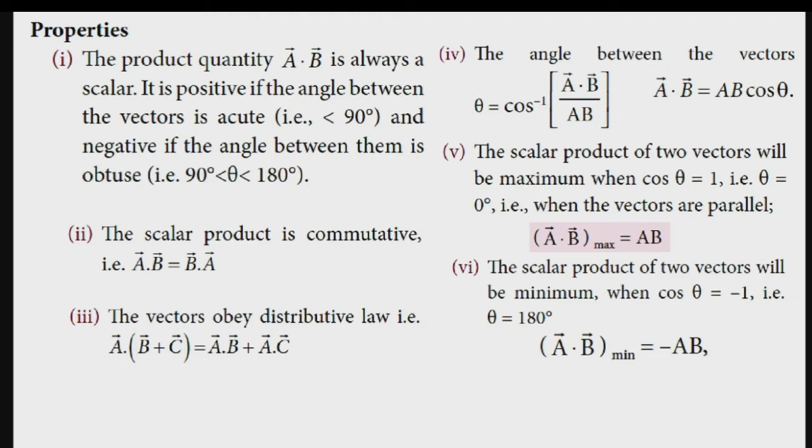Then when the vectors are parallel, theta is equal to 0 degree and cos 0 is equal to 1. A vector dot B vector is maximum, that is equal to AB. AB cos theta, cos 0 is 1, so we get AB. Next one, when the vectors are anti-parallel, theta is equal to 180 degree, so cos 180 is equal to minus 1. Then A vector dot B vector is minimum, that is equal to minus AB.